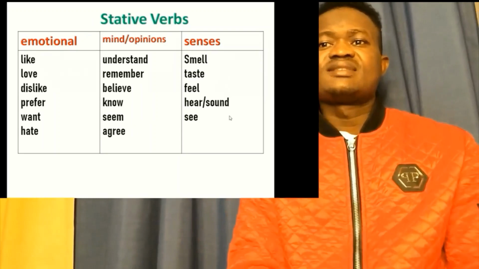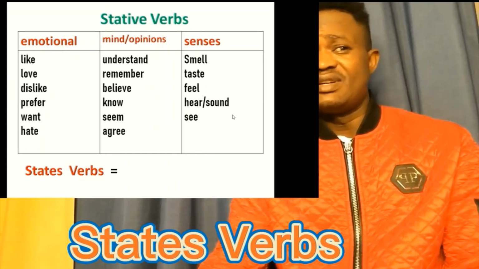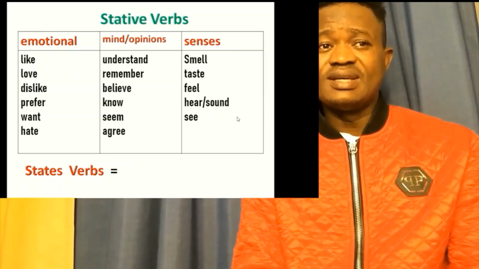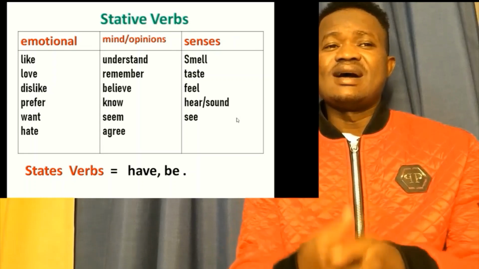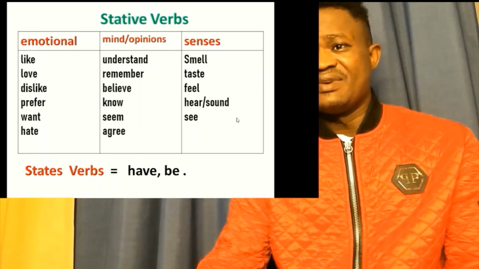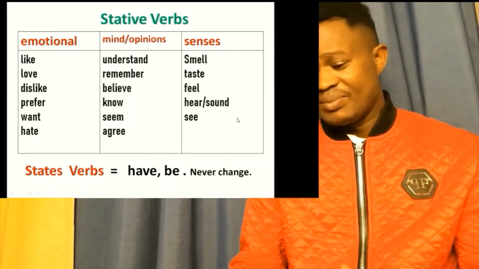Okay, all right, let's go. Mind, state verbs. When we are talking about state verbs, we have been, have been. Okay, they hardly ever change. So these are state verbs. They never change. They hardly ever change. So for example, let's see.